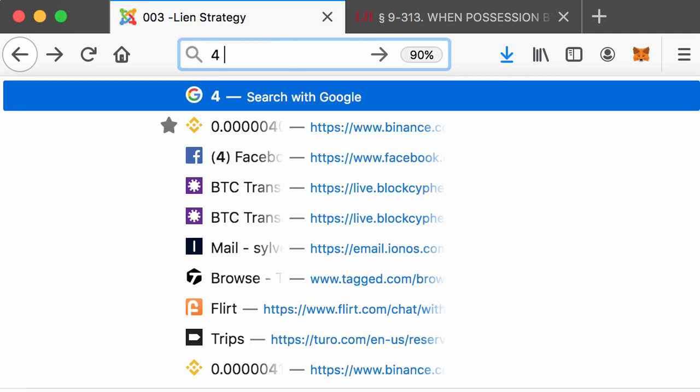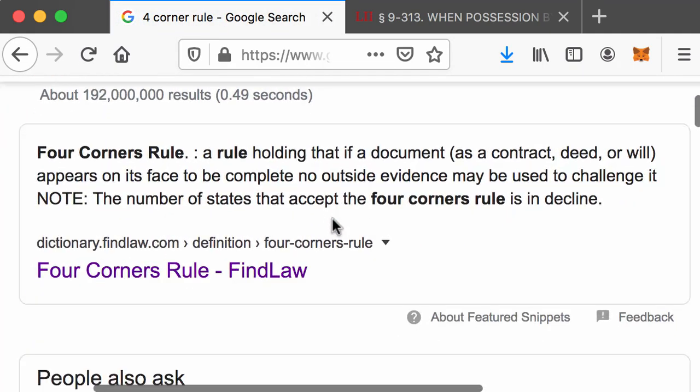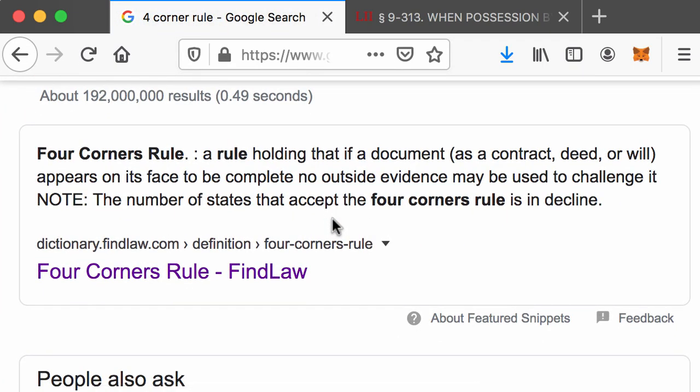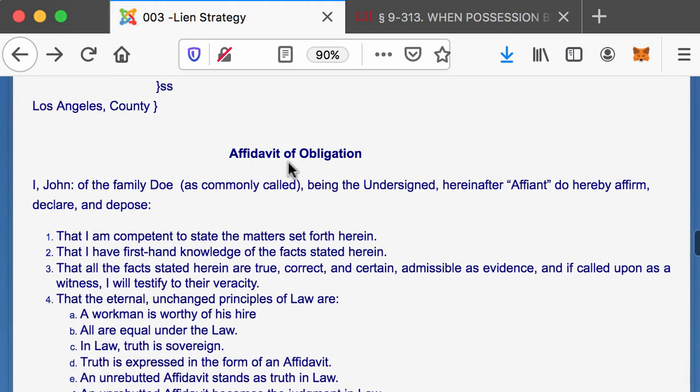The four corner rule, according to Google, is a rule holding that if a document, such as a contract, deed, or will, appears on its face to be complete, no outside evidence may be used to challenge it. And then they have a note that the number of states that accept the four corner rule is in decline. Okay, so as we see, the affidavit, let me talk about that real quick.